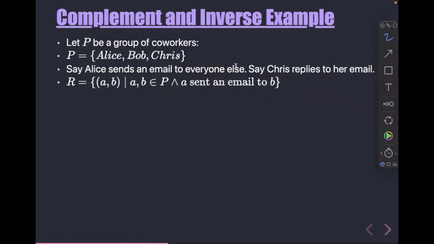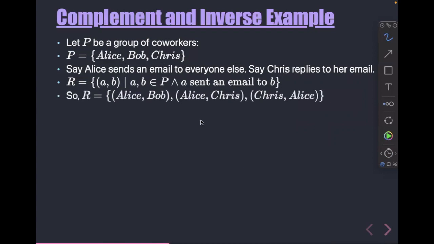And so you'll already be able to think about, okay, what will the elements in this be? Alice sent an email to everyone. So you'll have Alice to Bob and Alice to Chris. And it also says Chris replies to her email. So then you also know you'll have a Chris and Alice pair, because Chris sent an email to Alice. So you can think of that as how I would form this set R.